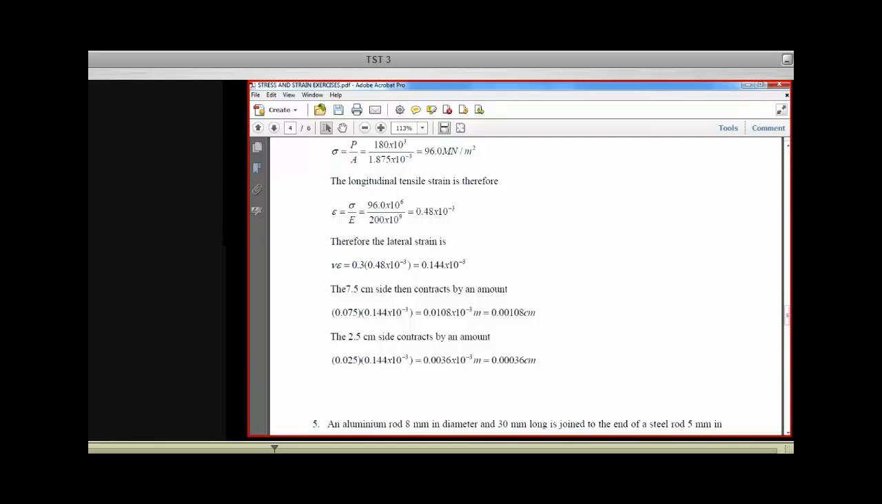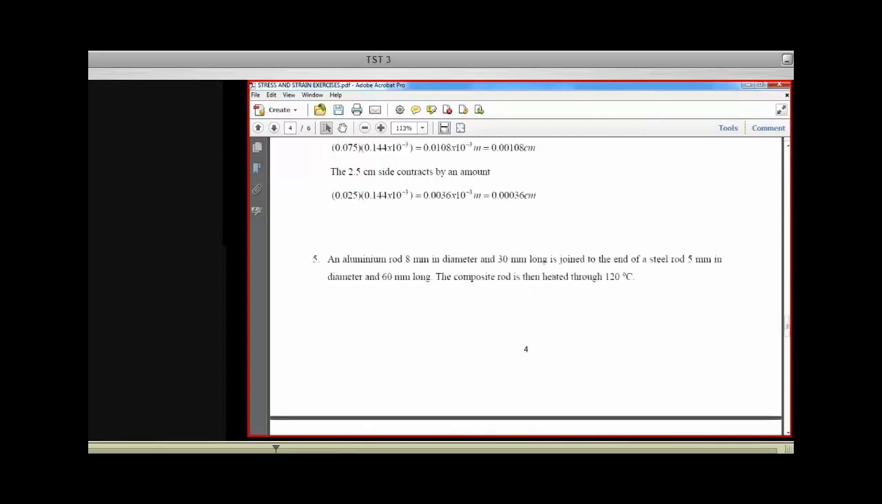Now, let's look at this last one about the temperature stress. Remember, we said when we have composite bars, and these bars are subjected to temperature changes, either an increase or a decrease in temperature, it affects the behavior of the composite bar. So let's look at this example.